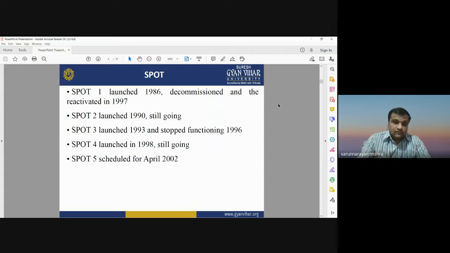A series of Spot satellites have been launched, starting with the first satellite of the series, Spot 1, which was launched in 1986, and then the second satellite, Spot 2, was launched in 1990, the third satellite in 1993, the fourth satellite in 1998, and the fifth satellite, Spot 5, which was launched in April 2002. So there is a series of satellites in the Spot space program.